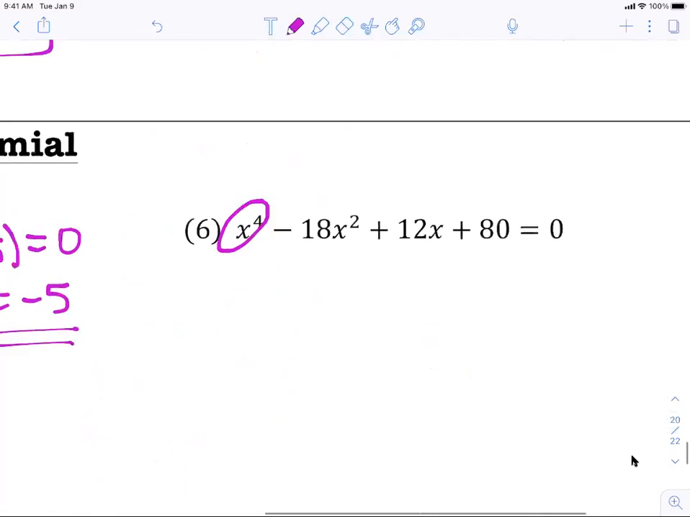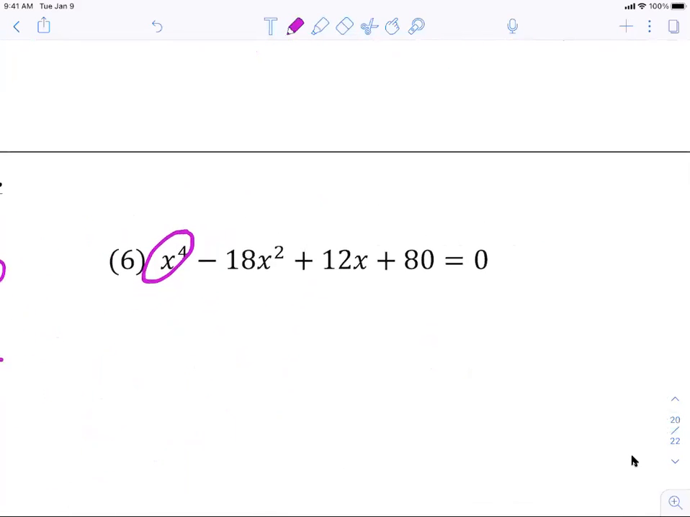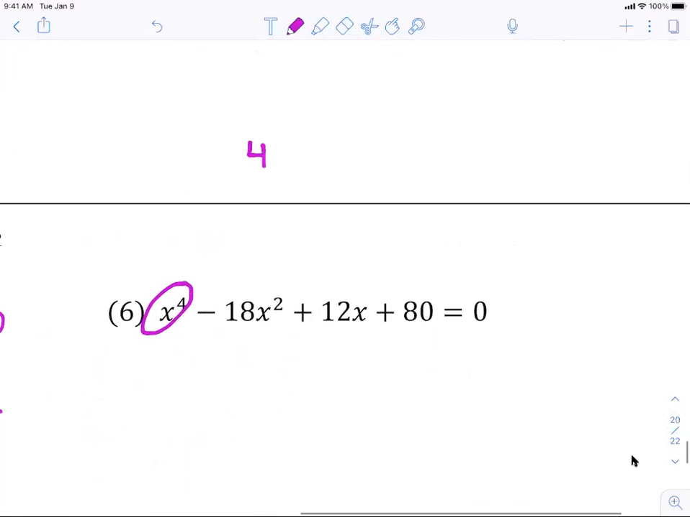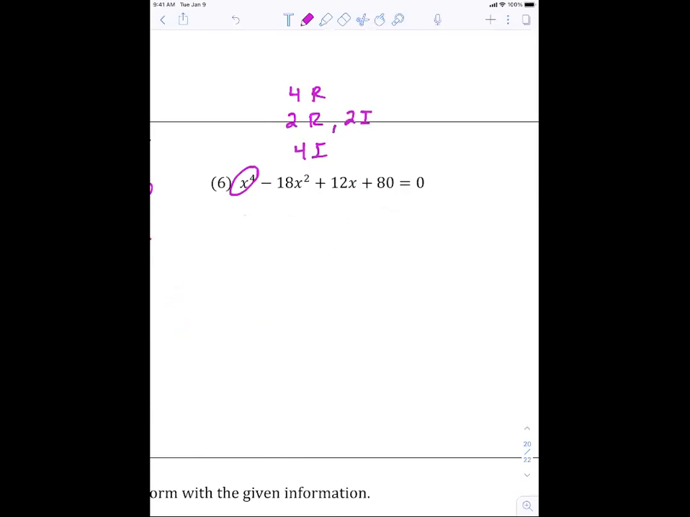Now for this one, we actually have a lot of possibilities. We could have 4 real solutions. We can't have 3 real and 1 unreal, because again, you can't have odd numbers of unreal. But we could have 2 real and 2 imaginary. That's definitely a possibility. Or the last option is all 4 are imaginary. Now that's not always the most common. Is it possible? Sure. We just have to check.